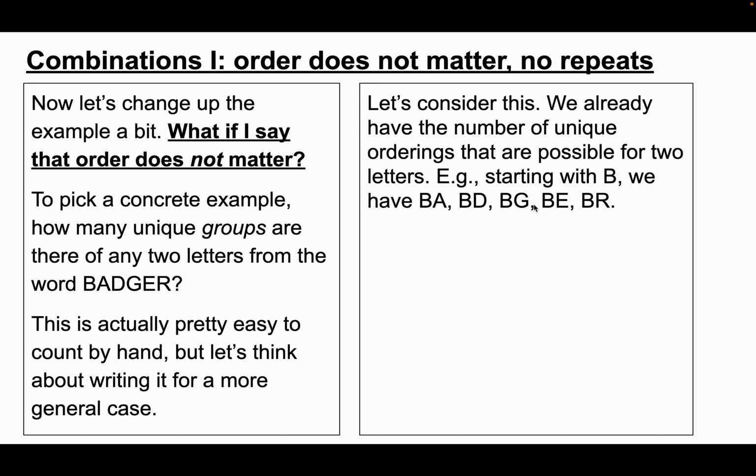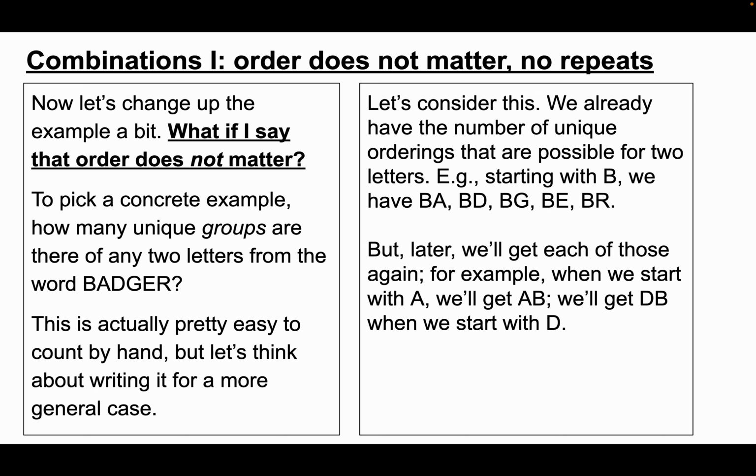It's that we have 5 options here once we select a first option, and then we have 6 options. So we should try to add up 5 6 times or multiply 6 by 5. Okay, but let's come back to the problem of combinations or unique groups, not unique orderings. So later, we'll get each of those again.